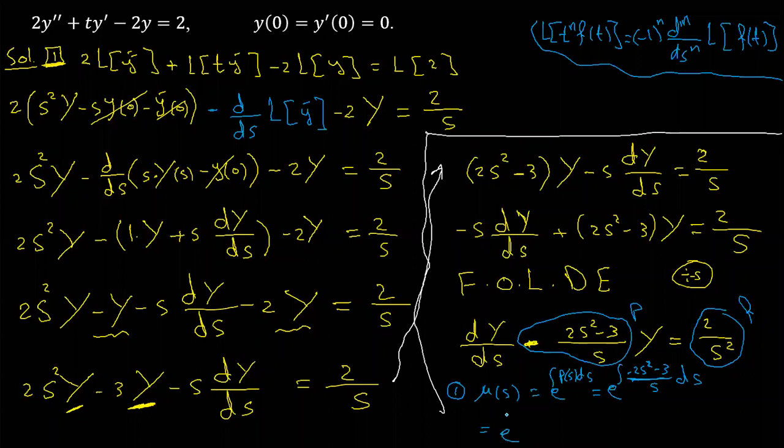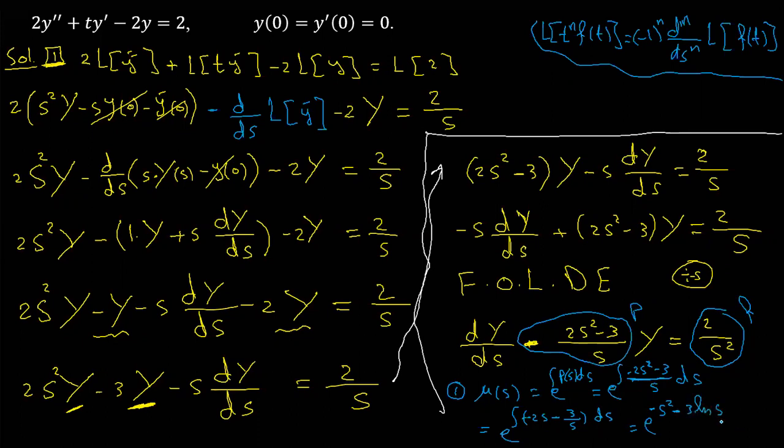So e to the integral, negative, separate, so now I have negative 2s minus 3 over s, all ds. Am I right here? I cancel the squared with s. So I have e to the integral. I can now find it as negative s squared plus or minus 3 ln s.